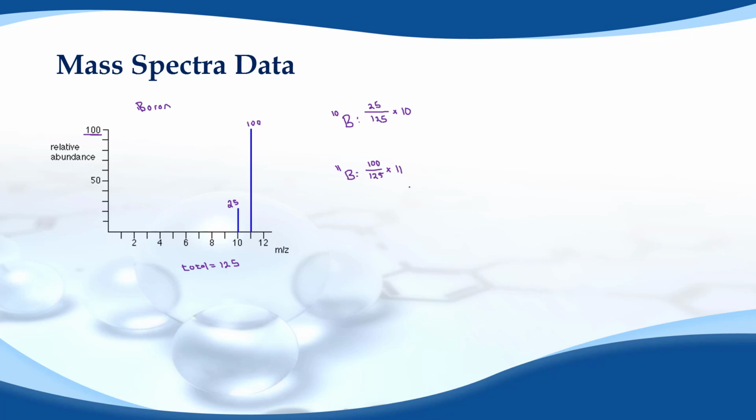So that's what we're going to plug into our atomic mass calculation. Atomic mass of 10 times the abundance, which is 25 over 125, and then atomic mass 11 times the abundance, which is 100 over 125. Add up these two results, and we wind up with 10.8, which is our average atomic mass for boron. And this, again, does track with what you see on the periodic table. So this is mass spectroscopy. I will have you working with this data a little bit, so we will see you in class to practice.